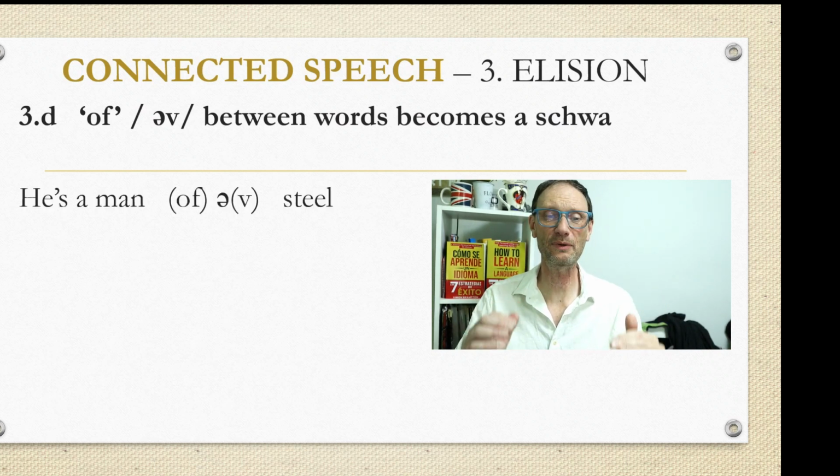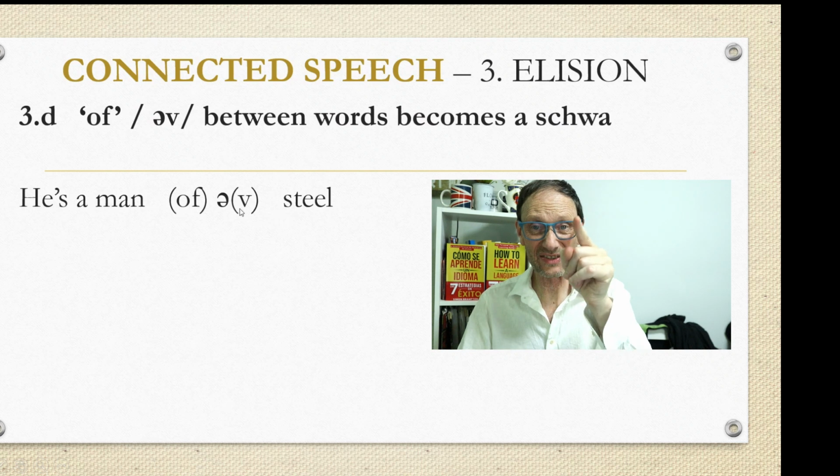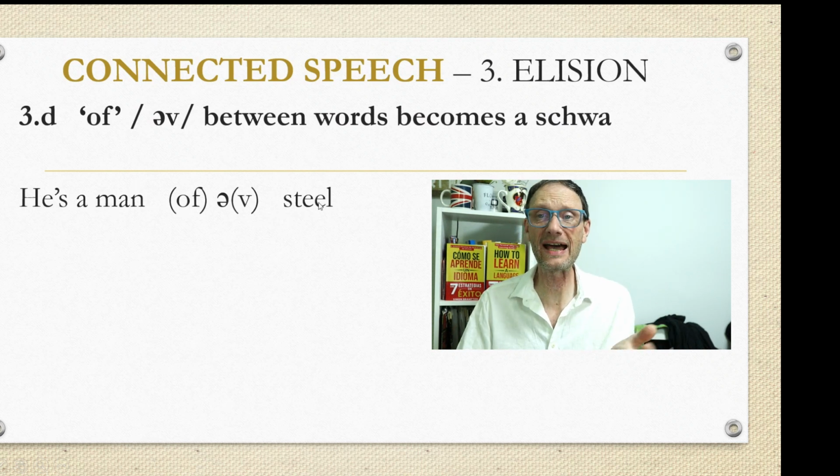Let's look at an example. He's a man of steel, like Superman. No, he's a man of... And sometimes you can even delete the V. So he's a man of steel.